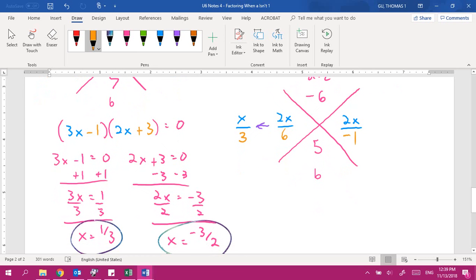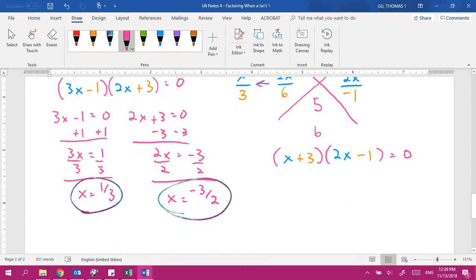So what are my two factors then? X plus 3. That's right. And then 2x minus 1. X plus 3 and 2x minus 1. That's right. Equals 0. Okay, so now final step. I just got to solve for x. So what are my two equations?